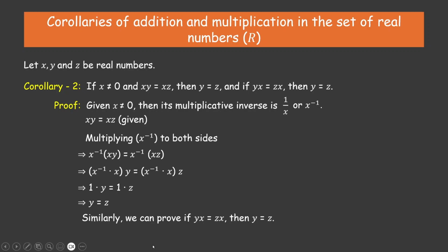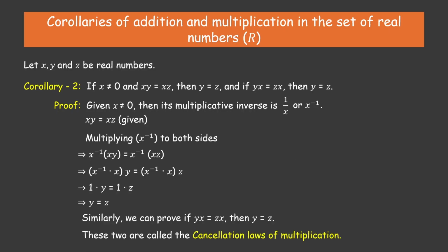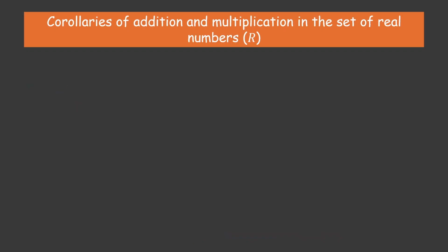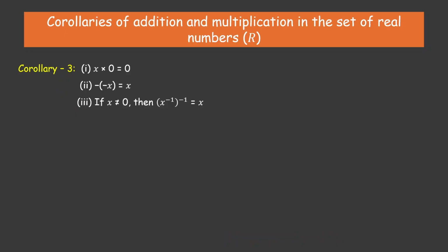Similarly, we can also prove the other one. If y into x is equal to z into x, then y is equal to z. Now, these two are called the cancellation laws of multiplication. Let us move ahead to the third corollary. Here we have 1, 2, and 3 different sets of corollaries, which we are going to prove one by one. Let's have a look at the first one.